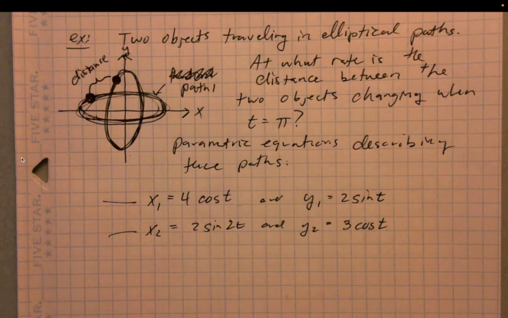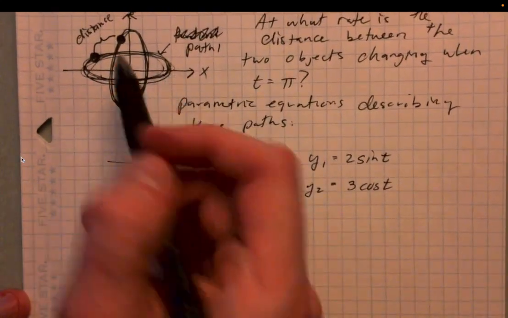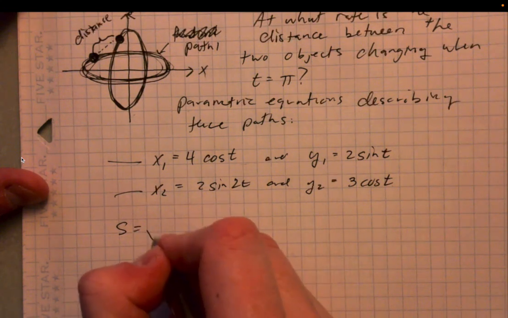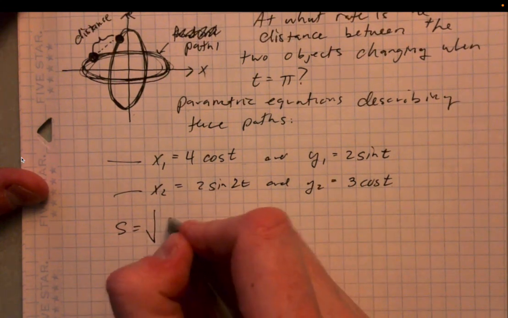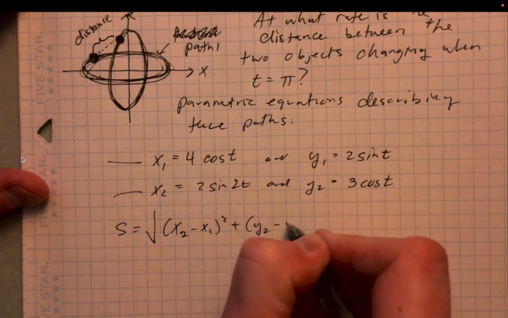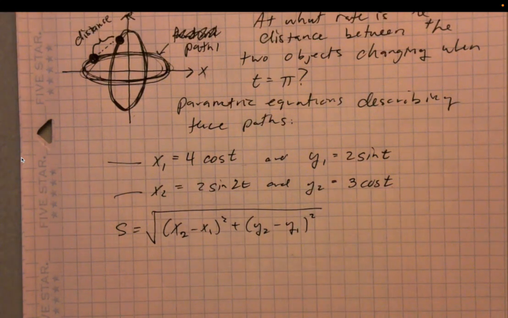Okay, so that's the setup. So what we're interested in is the distance, right? We're interested in the distance between the two particles, and if we were to freeze the image as we have here, we could calculate what this distance is. We know how to do that. We'll call the distance s. That's going to be simply the square root of x2 minus x1 squared plus y2 minus y1 squared. Right? So that's the distance.